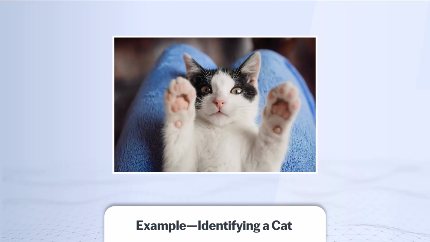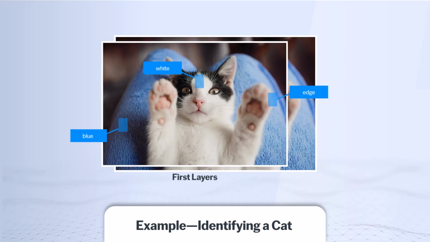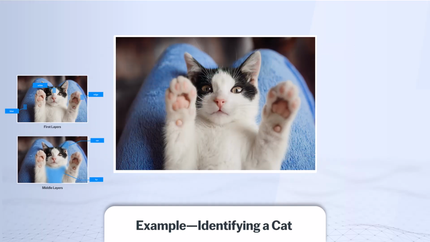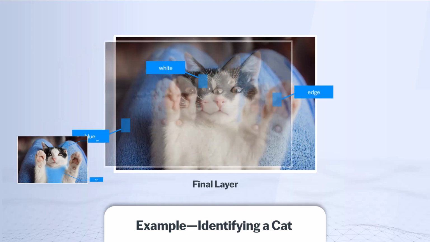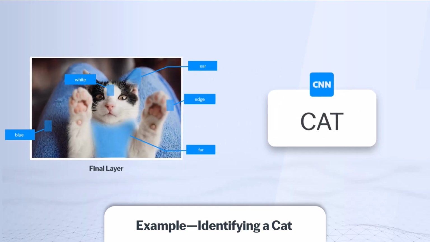Imagine the CNN is trying to identify if there's a cat in a photo. In the first layers, it detects basic features like edges and colors. In the middle layers, it starts recognizing parts of the cat, like the shape of ears or the texture of fur. And in the final layer, it puts all these parts together and confidently says, yes, this is a cat.